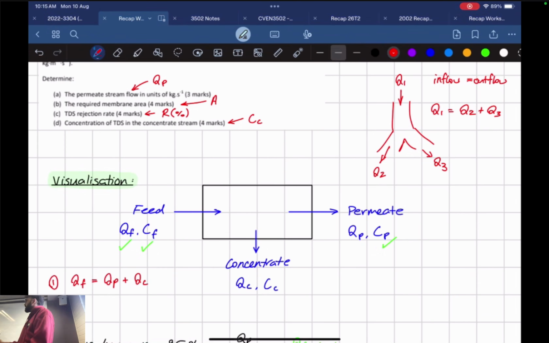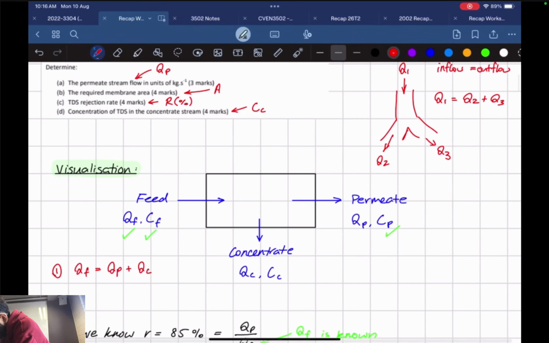Our second one is going to be a mass balance. So we know that QF, again, it's going to be inflow equals outflow. So QF times CF is going to be equal to QP times CP plus QC times CC. That's our second equation that we need. So pretty much Q times C gives us a mass, right? What is C? Concentration. So CF will be the concentration of our feed, CC is the concentration of our concentrate, CP is the concentration of our permeate.